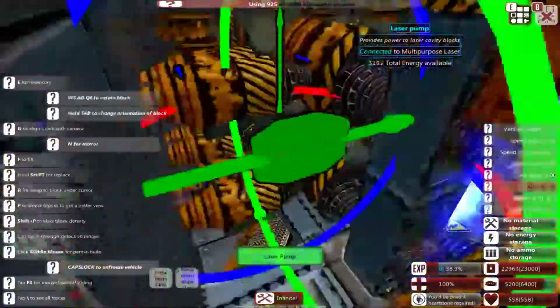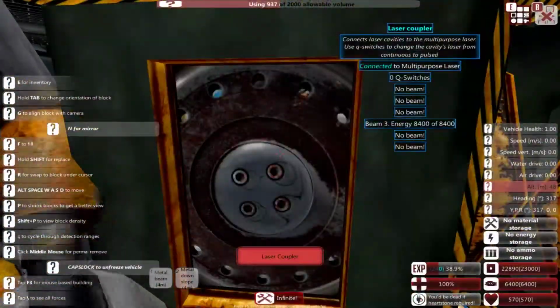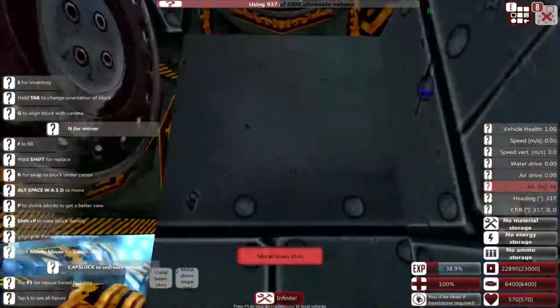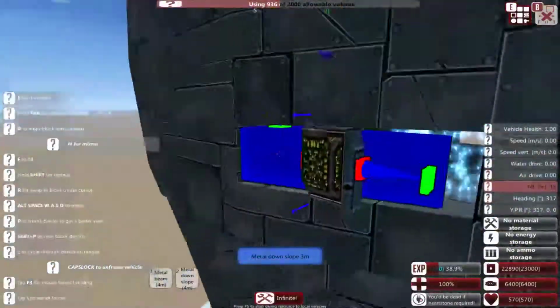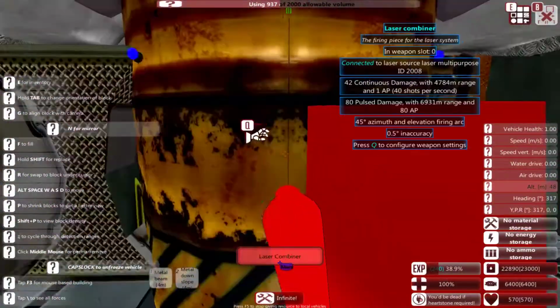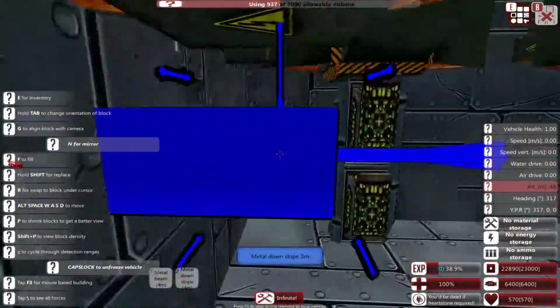Now, what I didn't show in this build was that I did make the barrel longer than it is now, because right now, it has a 0.5 degree inaccuracy. Yeah, not the best. I mean, it still does its job. It's just, yeah, that thing is, oof.